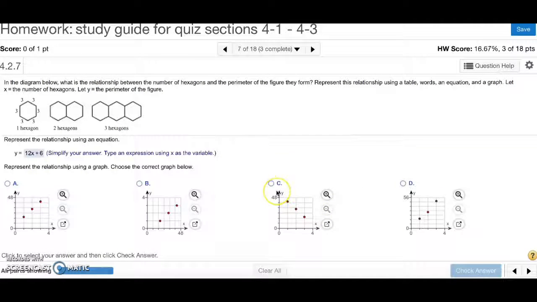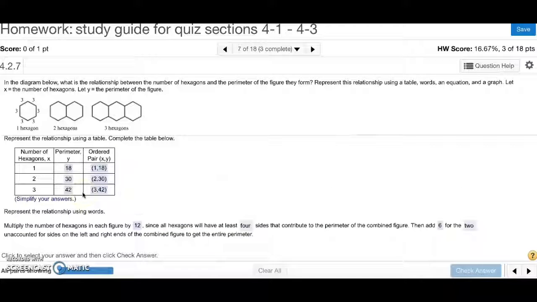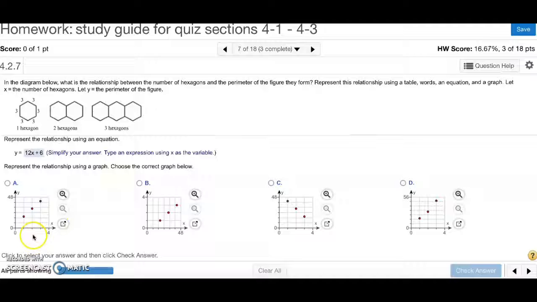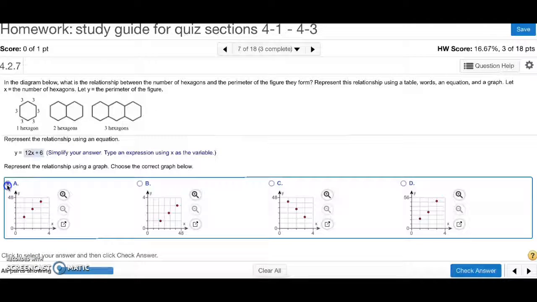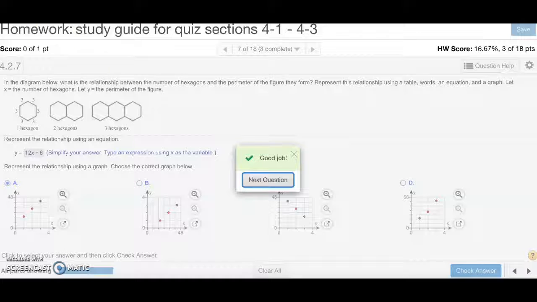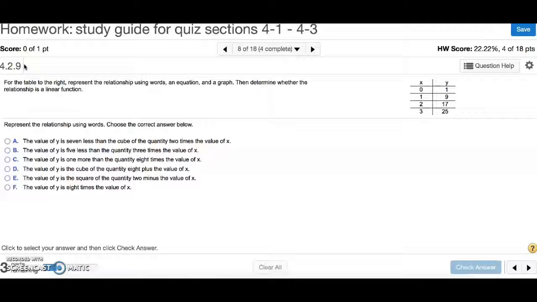Now my graph, it's increasing, so it's not going to be C, and D is not linear. It's not a line, so it's not going to be D. It has to either be A or B. My X is going to be the 1, 2, and 3, and that's going along the bottom, so that means my graph has to be A. That's number 7.